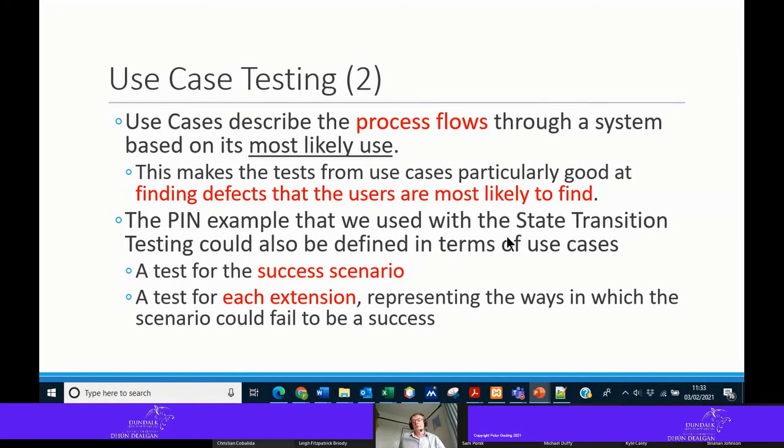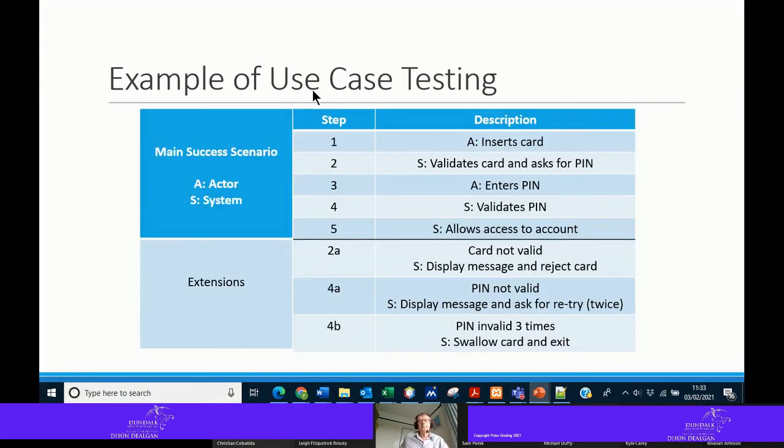The pin example can be used for state transition tests. It could also be defined in terms of use cases for a success scenario, with a test for each extension representing the ways in which the scenario would fail to be a success. So we're looking at the opposites there. Here we have the main success scenario, steps 1, 2, 3, 4, 5: insert the card, validate card and ask for PIN, enter PIN, validate PIN, allow access to the account.